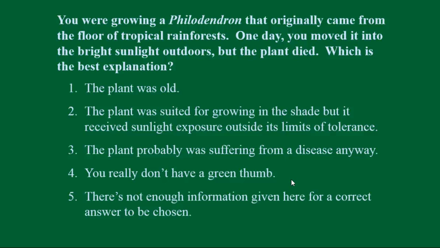Well, let's think about it. What are the qualities on the rainforest floor? What are the physical characteristics? Shade, lots of shade. So if you move that outside here in Texas, there is not going to be consistent shade, and so it's going to receive quite a lot of sunlight, probably outside of its upper limit of tolerance.